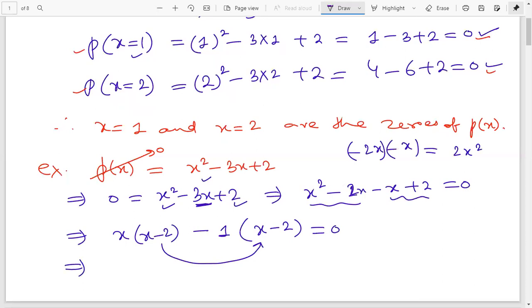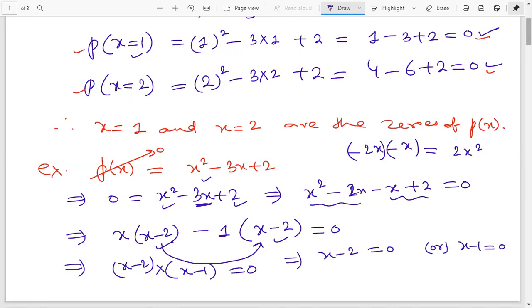Now we can take x minus 2 common from here and here. So x minus 1 will be the remaining value. At the center we have multiplication. So we can say x minus 2 equal to 0 or x minus 1 equal to 0.